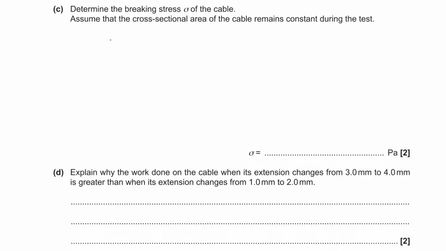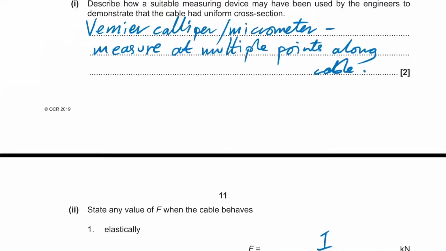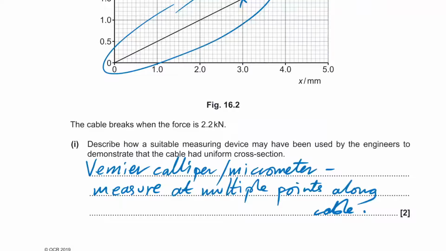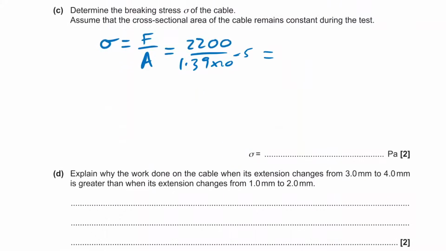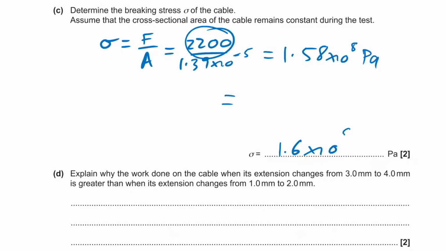Determine the breaking stress of the cable. Here we go, told you. Stress is equal to force divided by area. The maximum force, looking from the graph, is 2.2 kilonewtons. So I'm just going to say 2,200 divided by, what did we say that was? 1.39 times 10 to the minus 5. And that gives us 1.58 times 10 to the 8 pascals. But seeing that the graph is to 2 sig figs, that means that this number is to 2 sig figs. So we're just going to call that 1.6 times 10 to the 8.